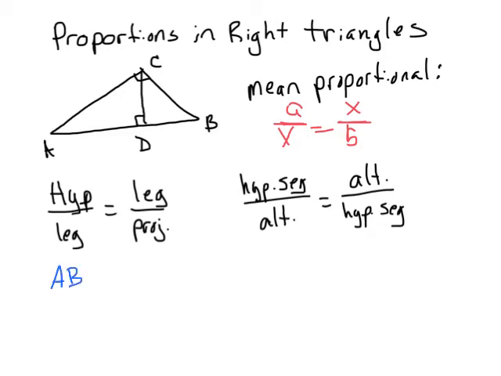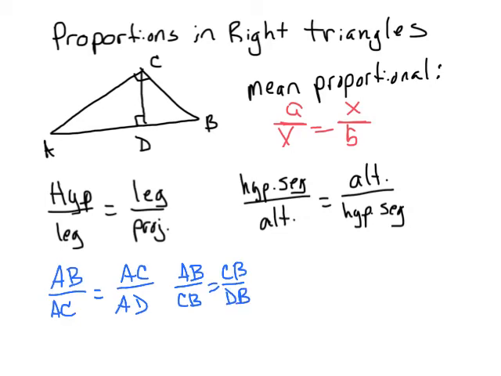So in letters, the hypotenuse is AB. I'm always referring to the big right triangle. So that's the hypotenuse over AC, that's the leg, and AC is the mean proportional, so it's written twice, and the projection is AD. Or, on the other side, AB over CB is equal to CB over DB.